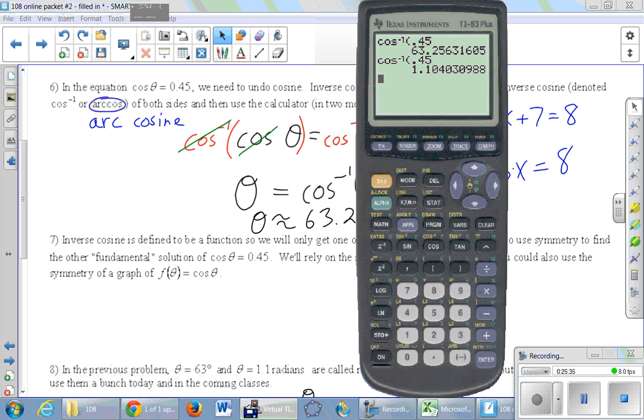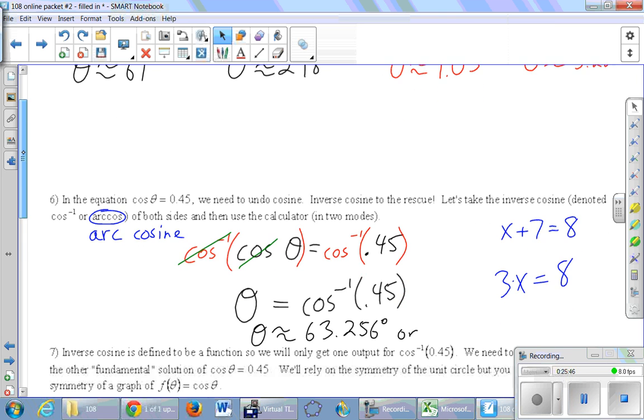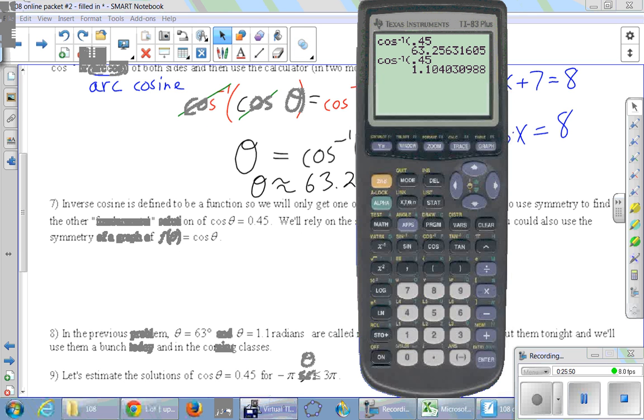So 1.10, what is it? That's the radian version of the 63 degrees that we got up above. Okay, 1.104, what did we guess? In radians, we guessed 1.05, close enough. So our estimate here, 1.10403.